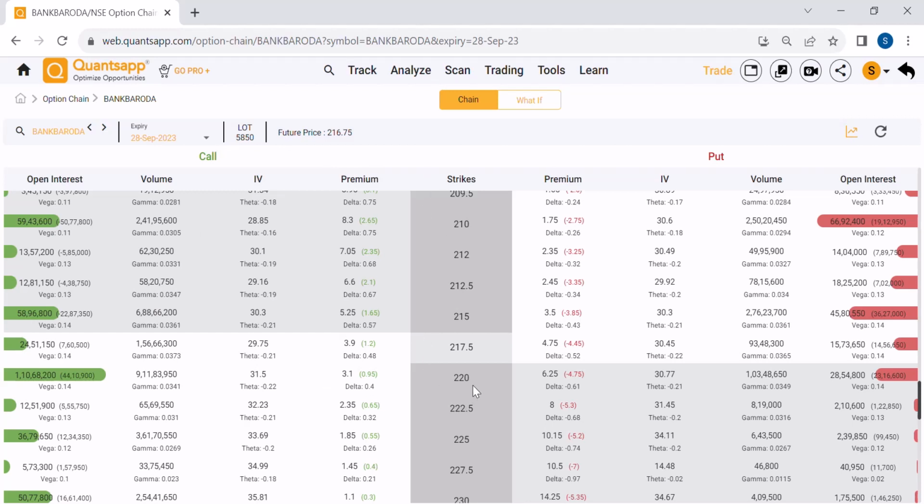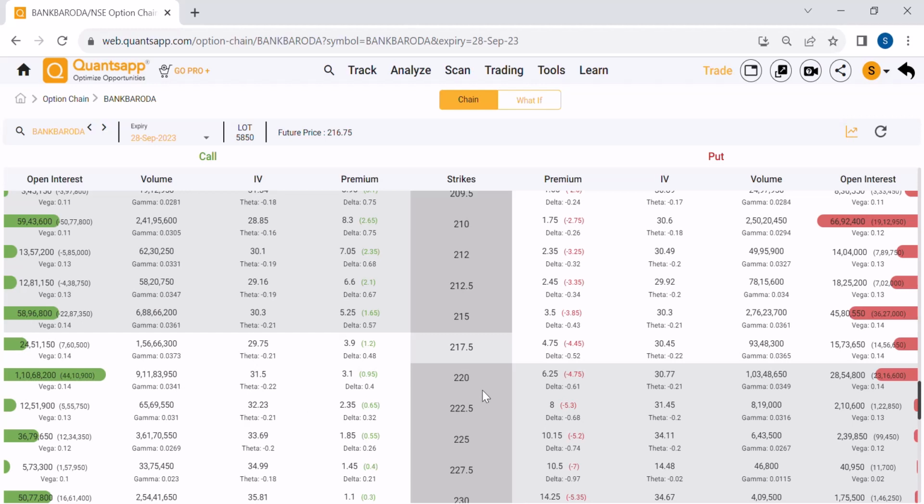Now here, the 220 strike price is the highest call open interest for Bank of Baroda. So the 220 call is acting like resistance. Most of the call writers are sitting here in expectation that this strike price may not be broken in this expiry. That is the reason they are selling this call option. But will these call writers be right 100% of the time? No, at some times they are going to fail, and the moment they fail, we will try to capitalize on that.